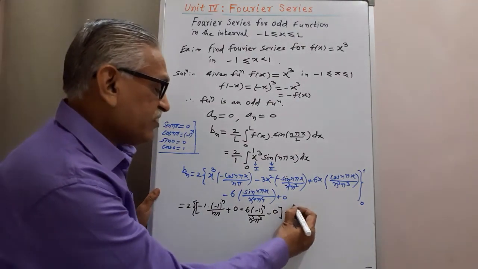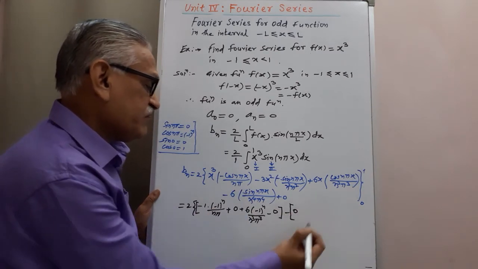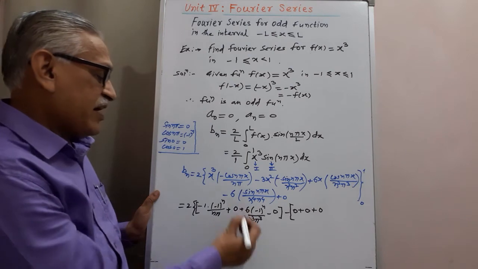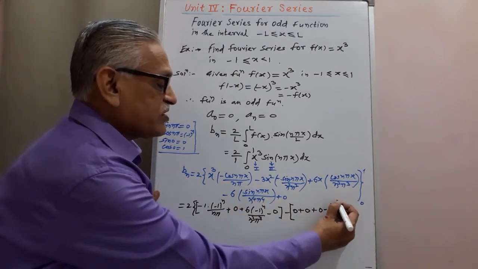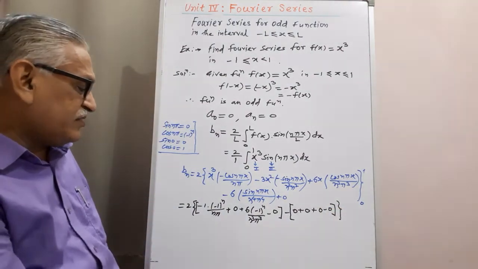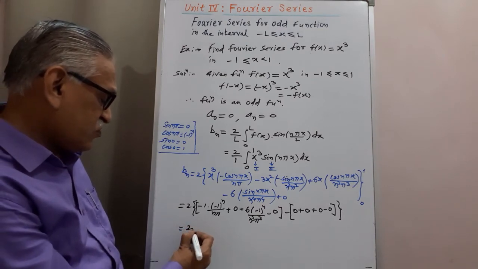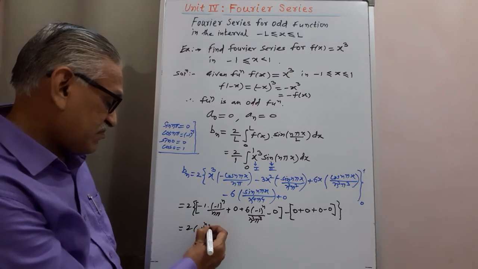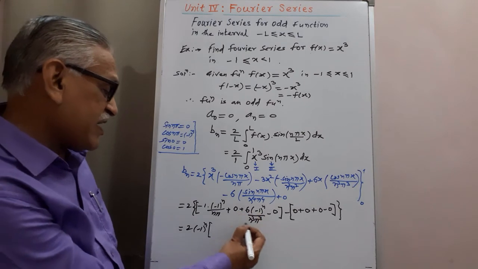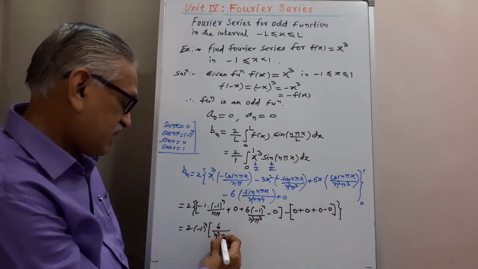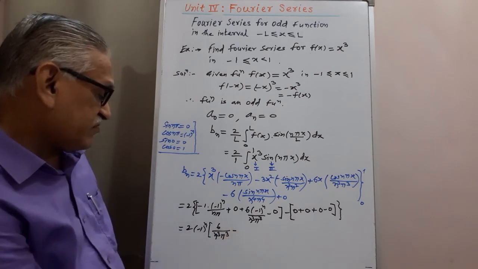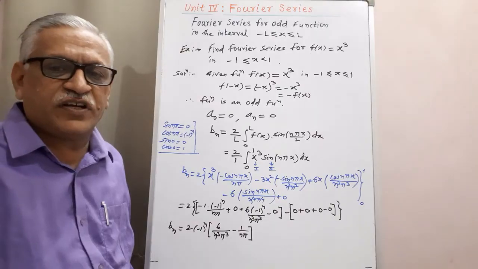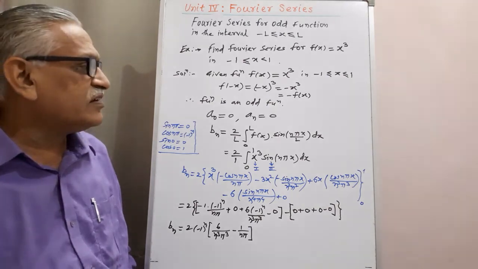Minus the lower limit, when x is 0, the first term becomes 0 as x is 0. Next one becomes sin 0 is 0. Again x is 0 and sin 0 is 0. All terms are equal to 0. And then simplifying it, we get 2, and minus 1 raised to n we can take common. Here it is 6 by n cube pi cube minus 1 by n pi, as the value of bn.